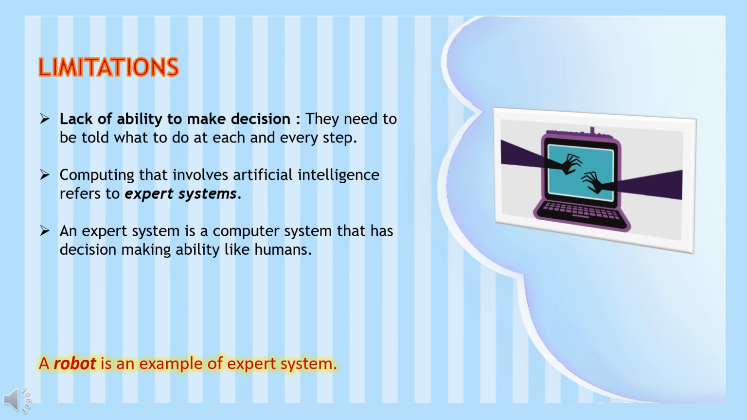Limitations. Lack of ability to make decisions. They need to be told what to do at each and every step. Computing that involves artificial intelligence refers to expert systems. An expert system is a computer system that has decision making ability like humans. A robot is an example of an expert system.